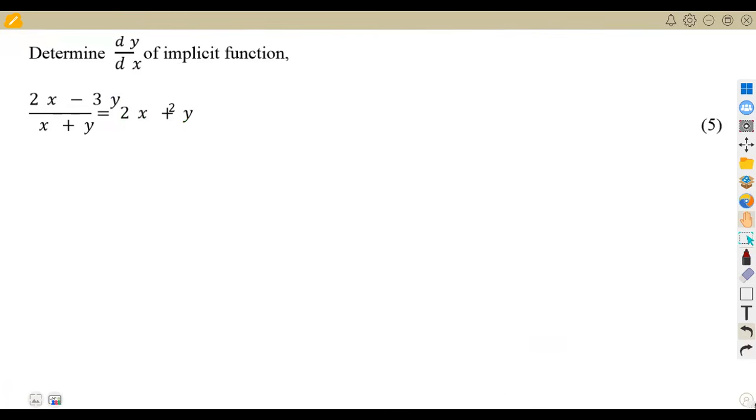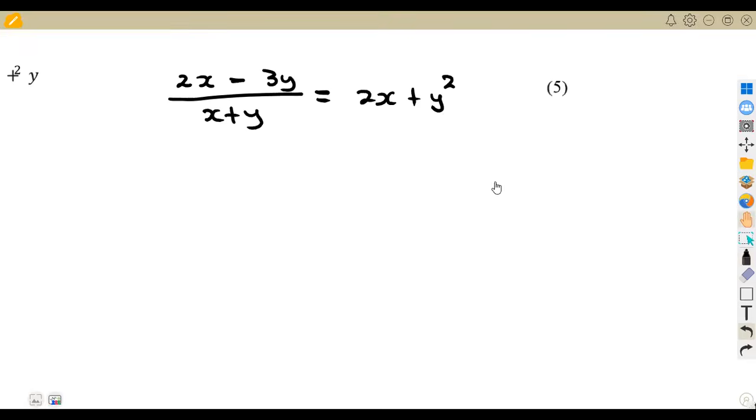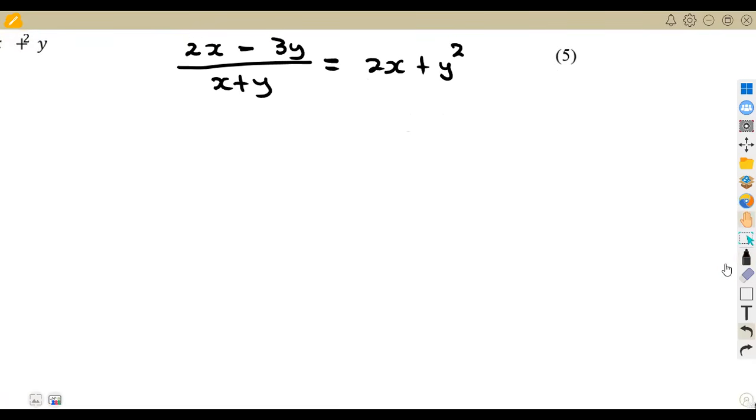Then we've got another question, to find the derivative of y with respect to x of the implicit function. All right, so let me rewrite this. This was supposed to be (2x minus 3y) over (x plus y), which is equal to 2x plus y. This was our question, and we are supposed to find dy dx from there, 5 marks. All right, so what can we do?